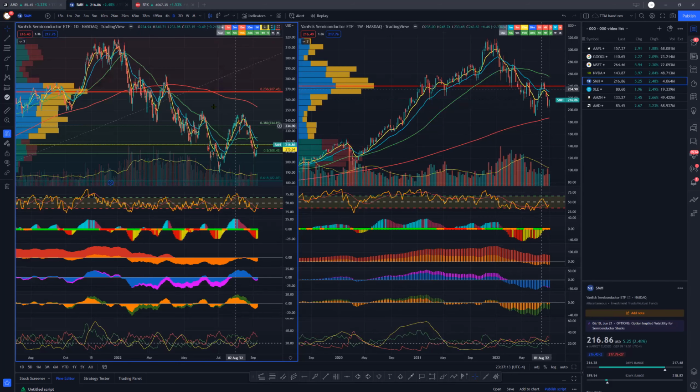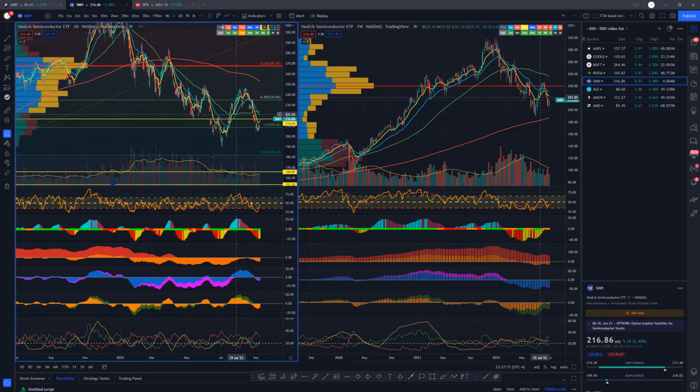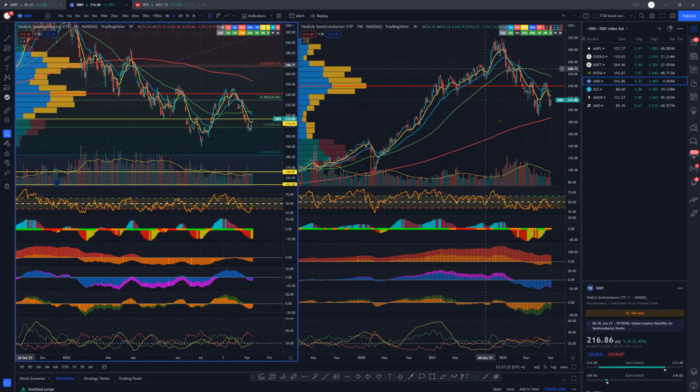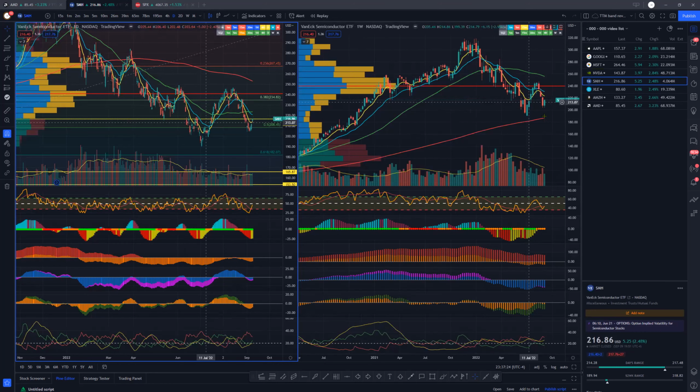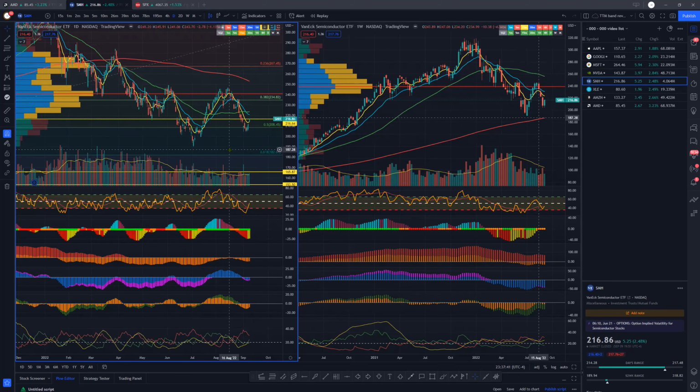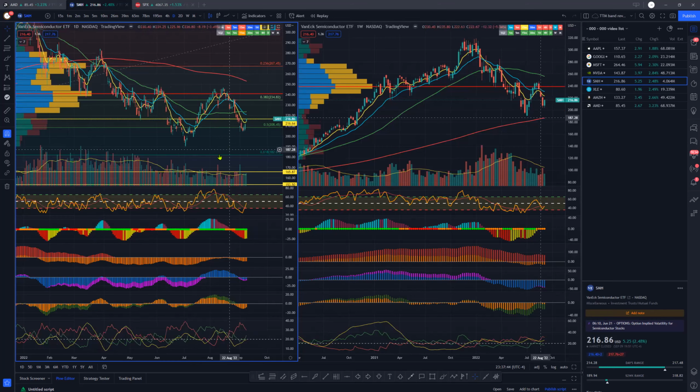SMH is very similar to the other semiconductors. It did make a higher low before the bounce, so it is good. If you look at the weekly chart, it's trying to find some kind of support around this area right here, around the 200-day moving average. The news that came out about not being able to sell to China is hurting this entire sector. But there are some names in this sector that are actually doing quite well. It's just that some of the more popular names like Nvidia and AMD are not doing so well.